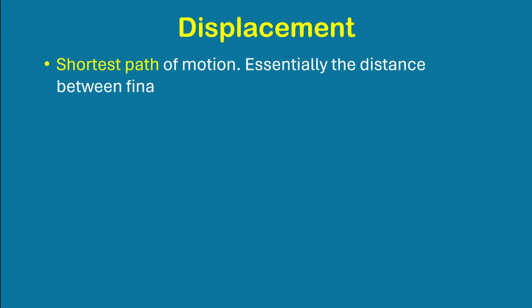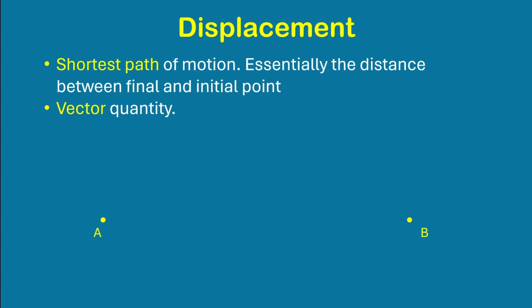What about displacement? Displacement is the shortest path of motion, essentially the distance between the final and initial point. Displacement is a vector quantity, that means it has magnitude and direction.